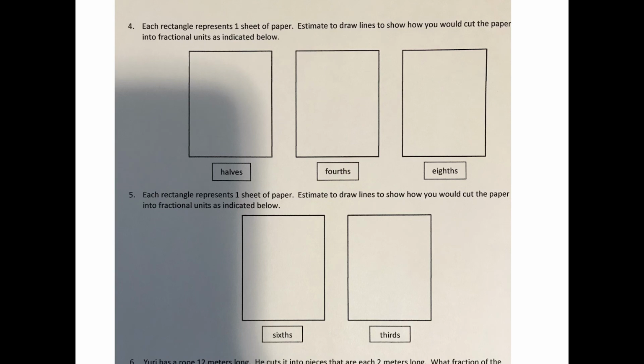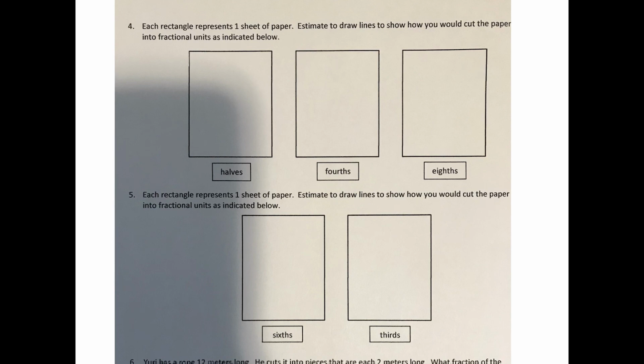You're going to do number 4, which is each rectangle represents 1 sheet of paper. Estimate to draw lines to show how you would cut the paper into fractional units as indicated. So we do not have to shade any of the parts here. We're just partitioning up, breaking up this piece of paper into each of these fractions. So halves, fourths, and eighths. Don't forget to use my little trick where you put 1 finger down, and that's how many lines you need to do, okay? Also relate it to multiplication if you can, okay? That is very helpful to keep the parts as equal looking as possible.